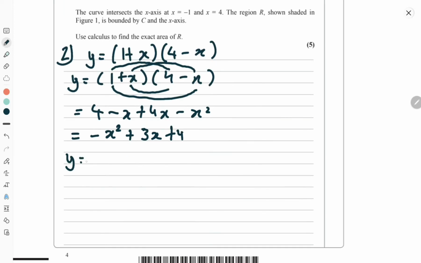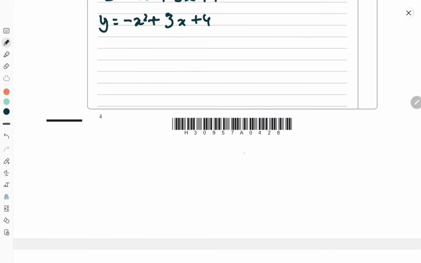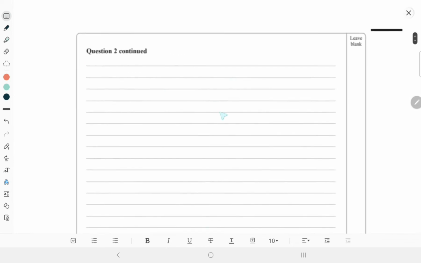So we have expanded our bracket. y is equal to minus x squared plus 3x plus 4. So now what we do is we integrate this equation. Let's actually continue on the next page.